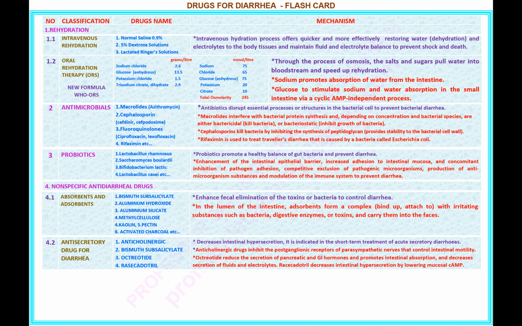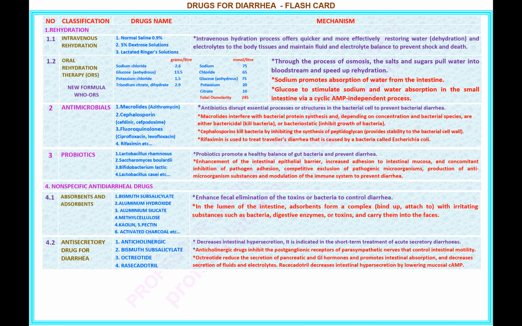4.2 Anti-secretory drug for diarrhea. Drugs name under this classification: 1. Anticholinergic, 2. Bismuth subsalicylate, 3. Octreotide, 4. Resveratrol. Decreases intestinal hypersecretion. It is indicated in the short-term treatment of acute secretory diarrheas.